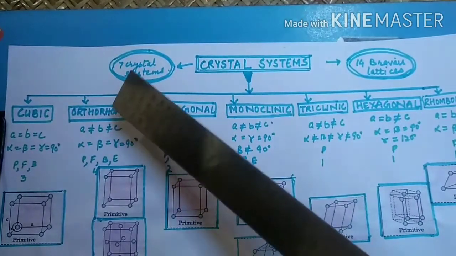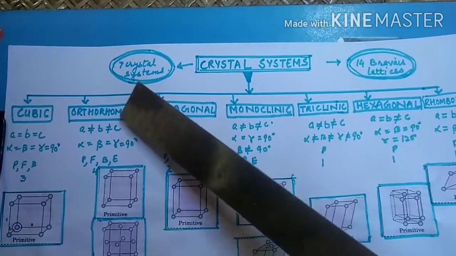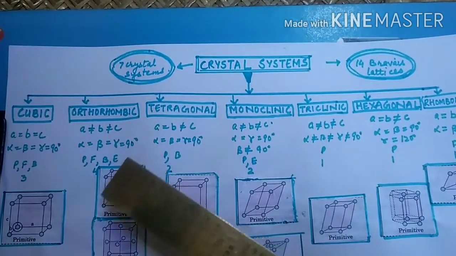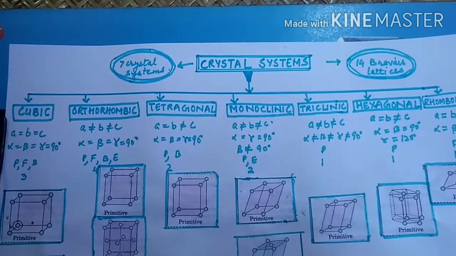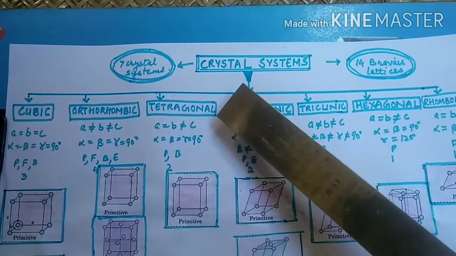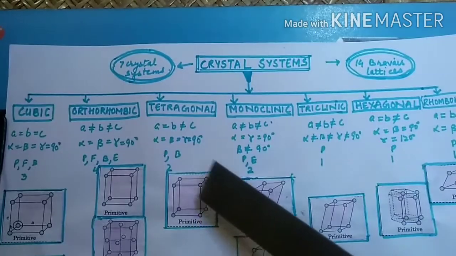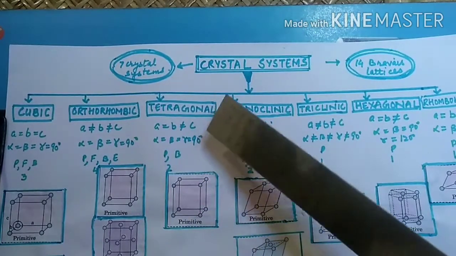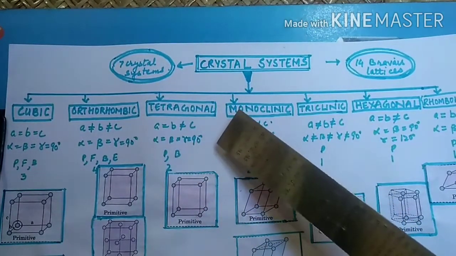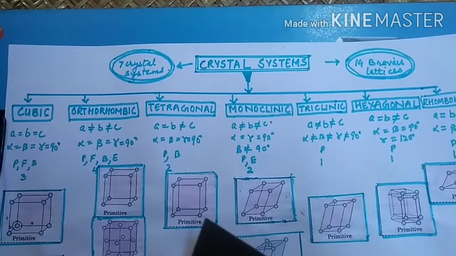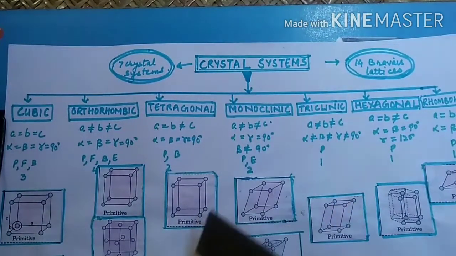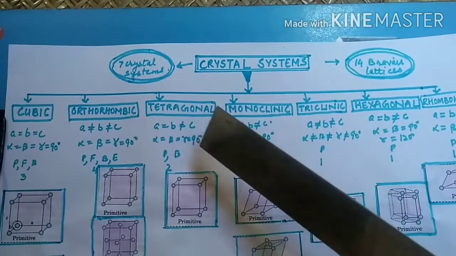Then orthorhombic, A is not equal to B, is not equal to C, but the angles alpha, beta and gamma are 90 degree. We have four types of unit cells in the orthorhombic crystal system: primitive, face-centered, body-centered and end-centered. Then third is tetragonal crystal system. A is equal to B, but it is not equal to C. And alpha is equal to beta is equal to gamma is equal to 90. We have two types of unit cells. One is primitive, where atoms are present only at the corners, and one is body-centered.